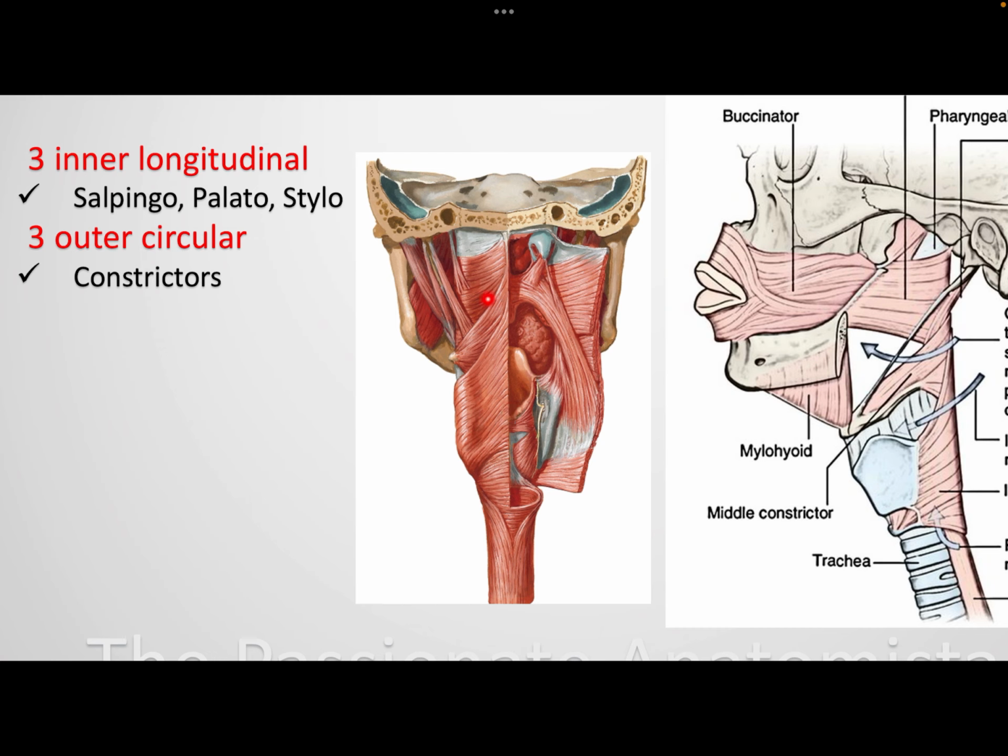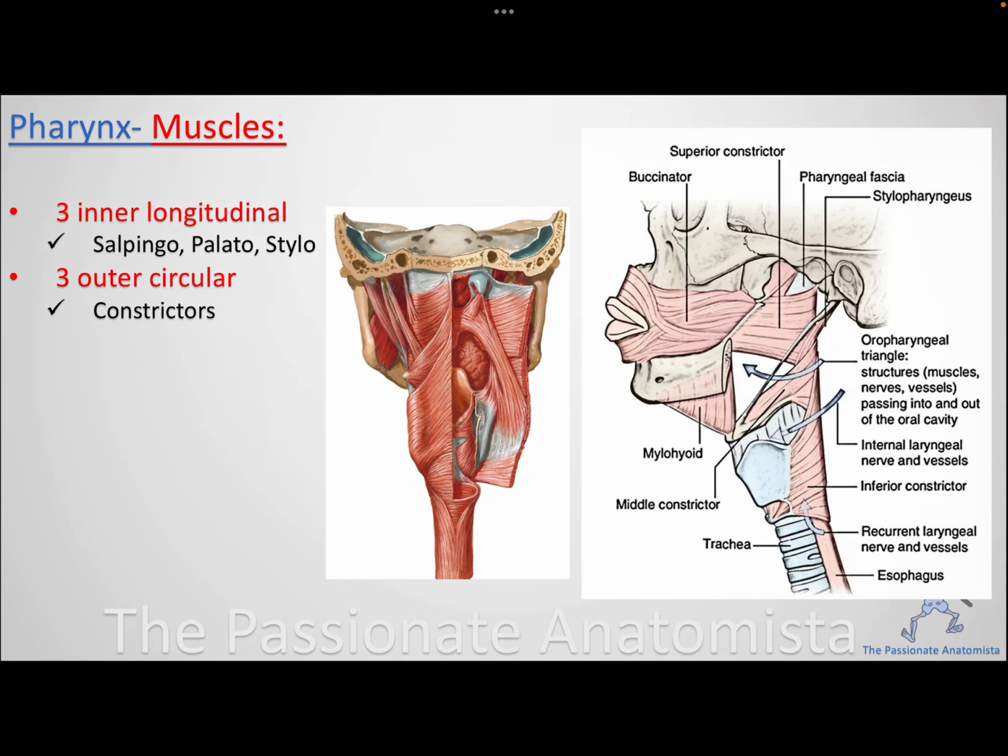All right, so we have the superior constrictor, related to the mouth and the medial pterygoid plate, and the one coming from the hyoid bone, the middle constrictor, and the lower one from the thyroid cartilage and cricoid cartilage, and they are important, and we will see now why.